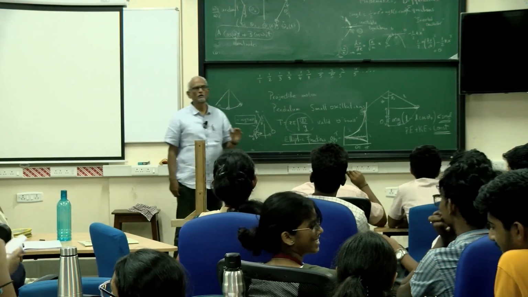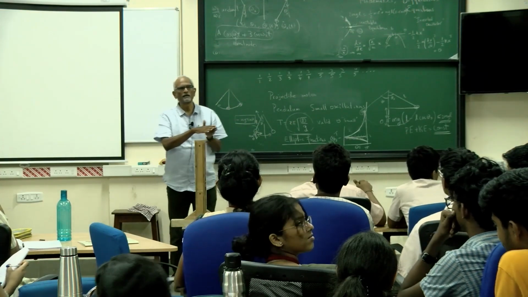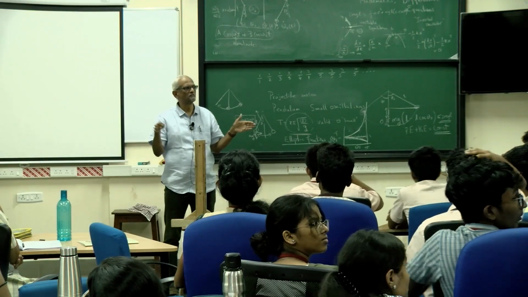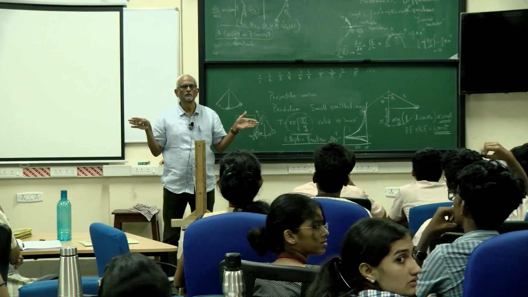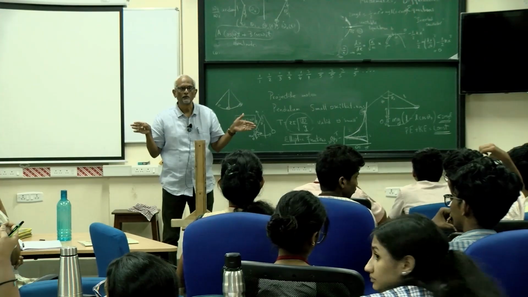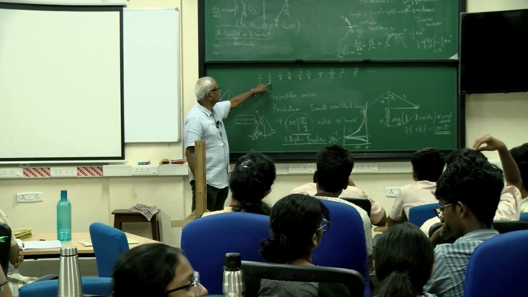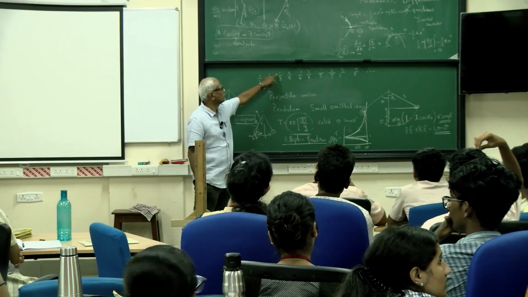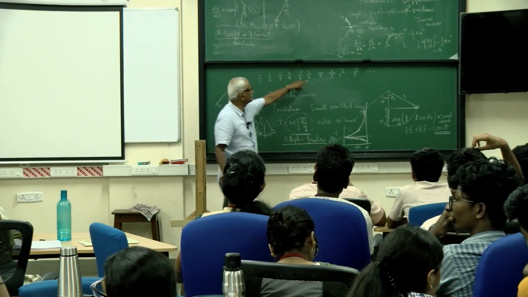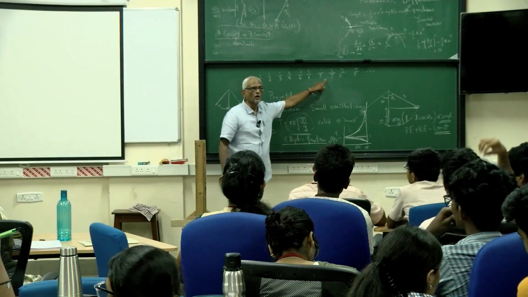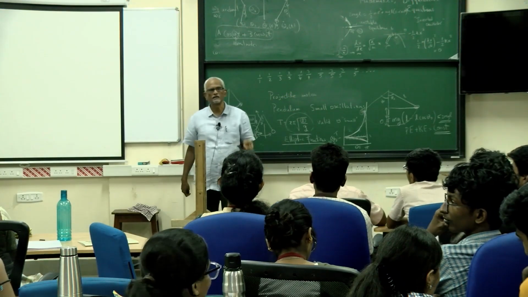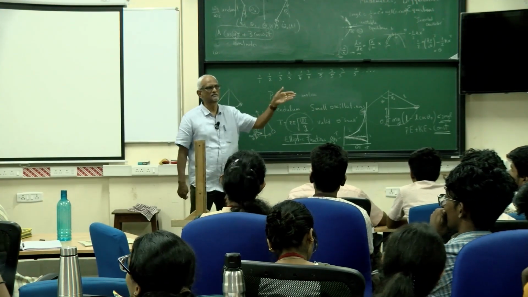I have written on the board a scheme for finding all rational numbers between 0 and 1. I'm taking all the denominators 1, 2, 3, 4, and listing the numbers which are less than 1. You will eventually get any rational number in this list.